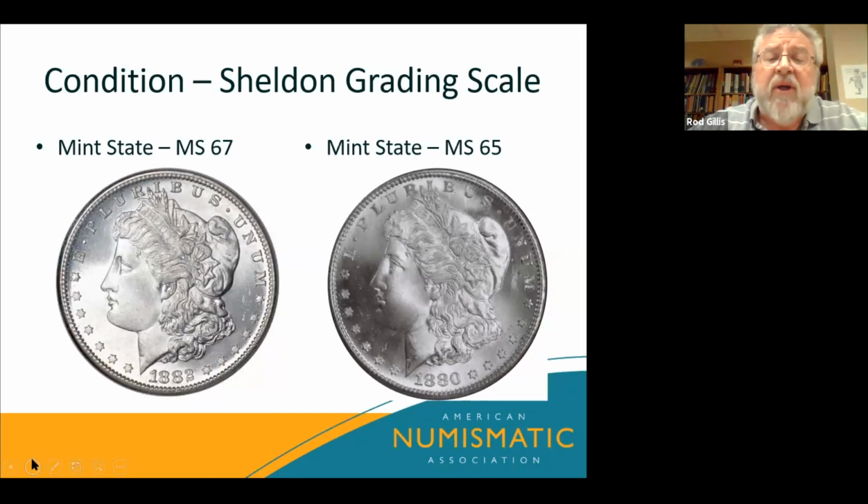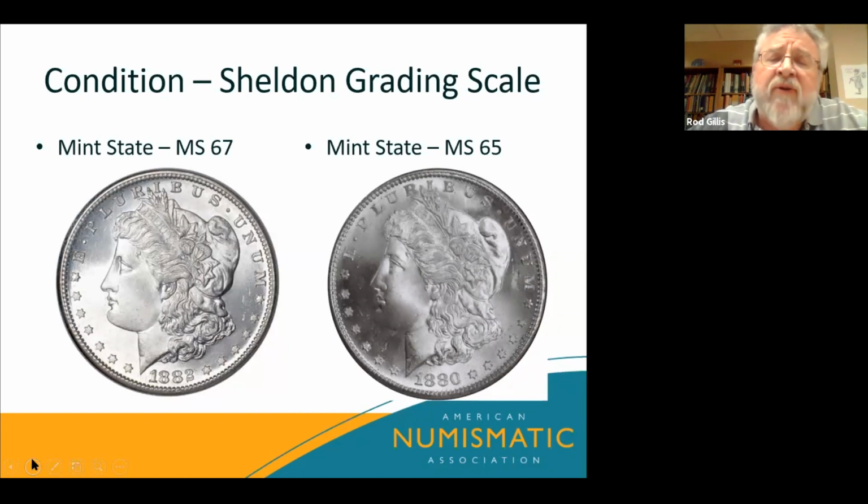Again, on the left-hand side, we have a mint state 67. But on the right-hand side, we have a mint state 65. Now, the difference between the two is very small. But to someone who is trained in grading, they are there and they are apparent. If we can imagine just for a moment that these coins are the same date and from the same mint mark, it's a possibility that the difference in value based on their grades could be tens of thousands of dollars.